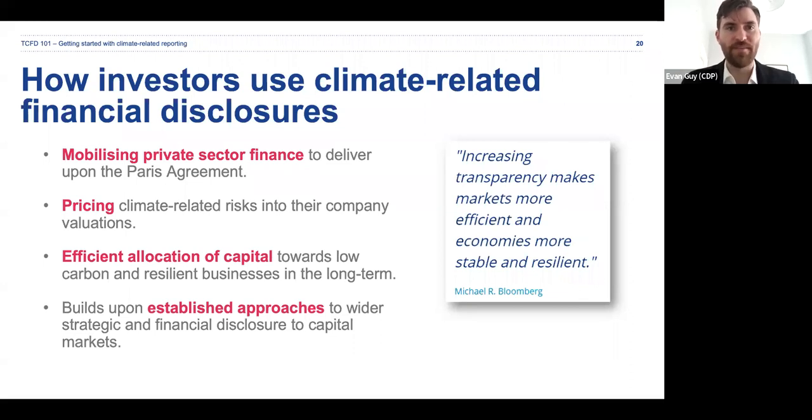And here it's really important to reemphasize that all businesses are exposed to climate risks in some way or another. And so it's important to show that you're aware of this. And we'll discuss, Tiffany will discuss this a little bit more later on in terms of key challenges. It also helps investors to allocate capital efficiently by using this climate-related information in their standard evaluating process. And lastly, it builds on established approaches to wider strategic and financial disclosure to capital markets.